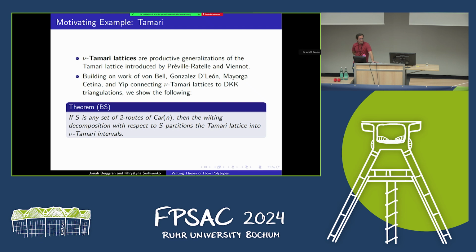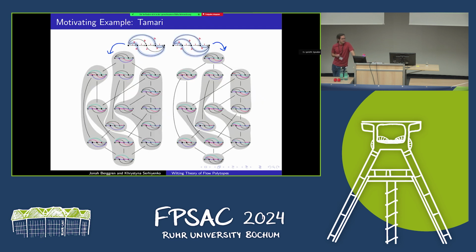And we're able to use this to get this nice theorem that I'm not going to read. I'm just going to show a picture on the next slide, which is that I can start with one of these caracal DAGs that gives me the Tamari lattice. So I have 2 copies here, and I drew 2 copies of the associated Tamari lattice. And I can choose any of these routes with only 2s, these exceptional routes that I've highlighted. And I can do my wilting decomposition.